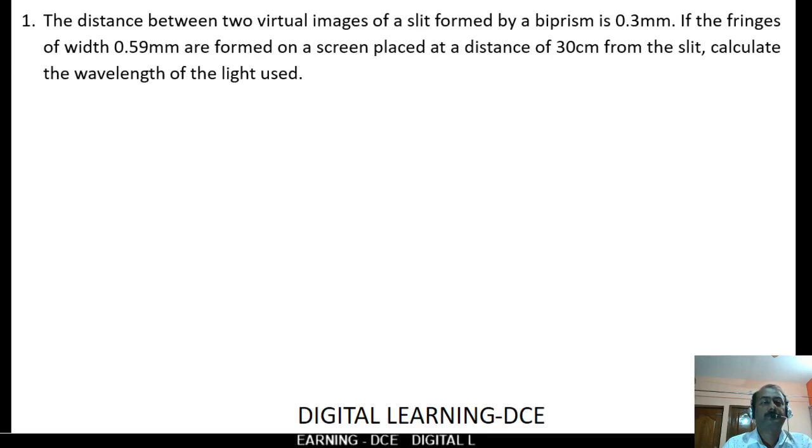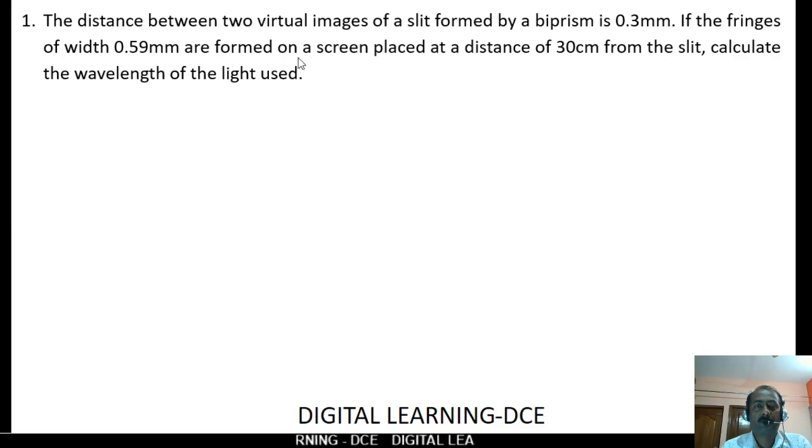Dear students, the first problem is: the distance between two virtual images of a slit formed by a biprism is 0.3 millimeter. If the fringes of width 0.59 mm are formed on a screen placed at a distance of 30 cm from the slit, calculate the wavelength of light used.